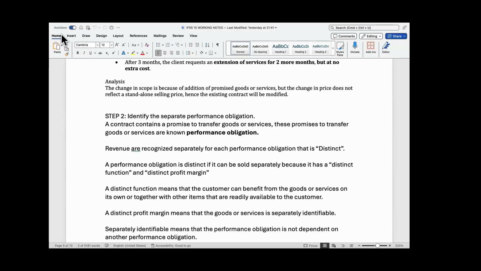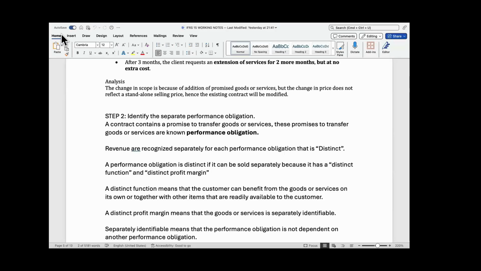So we identify separate performance obligations, and for them to be separate, they have to be distinct. Each distinct performance obligation, we recognize revenue on them separately. And for a performance obligation to be distinct, it means that they must have distinct function and distinct profit margin.